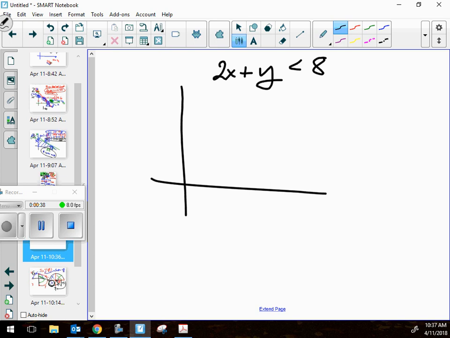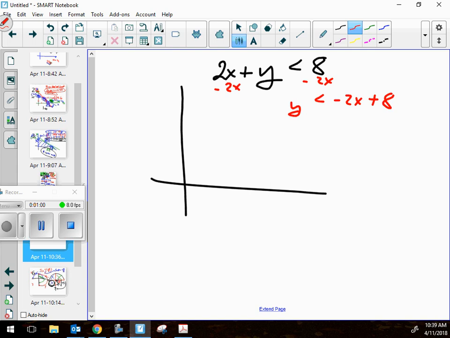And notice it has a less than sign. Not a less than or equal to, a less than sign. Graph it, shade it, and then I'm going to give you a new one to try. Okay, so first step, subtract 2x from both sides. And you got y is less than negative 2x plus 8.